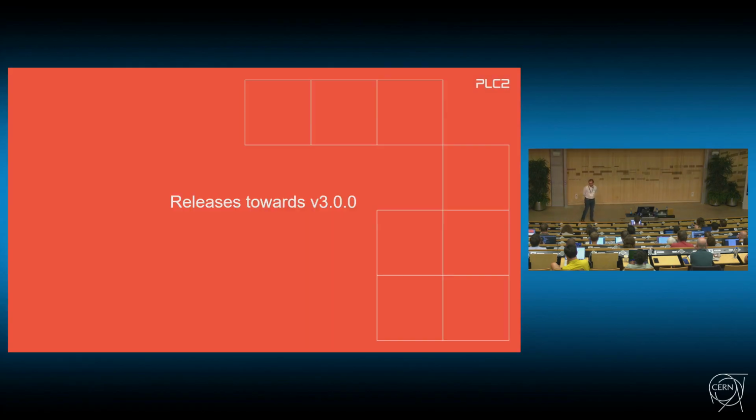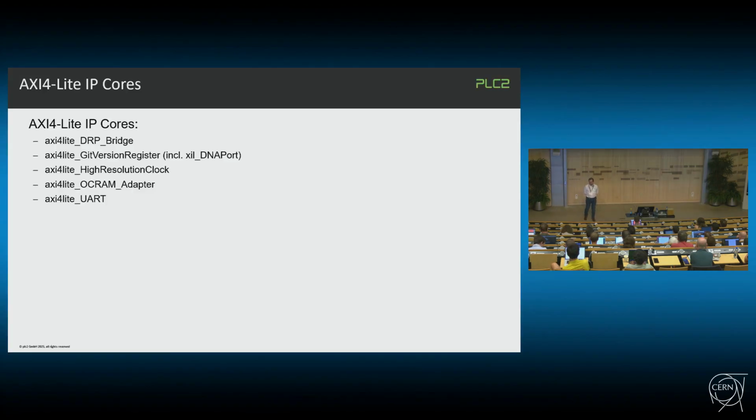Okay, what's coming with version 3? What is our plan? Towards version 3, we released a few days ago the DRP bridge, so AXI Lite to dynamic reconfiguration block when you want to access MMCMs and transceivers inside of Xilinx devices.